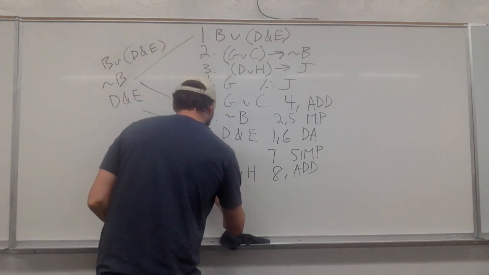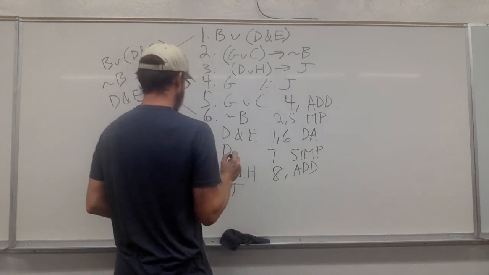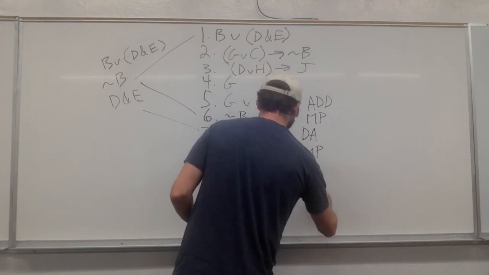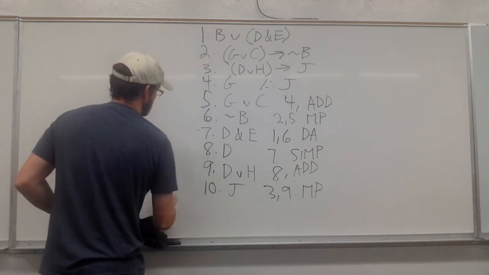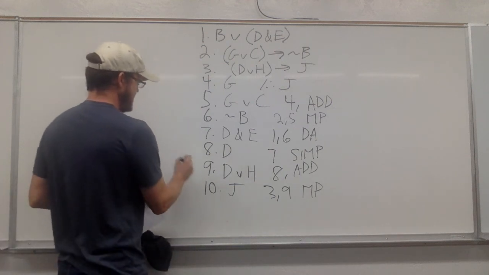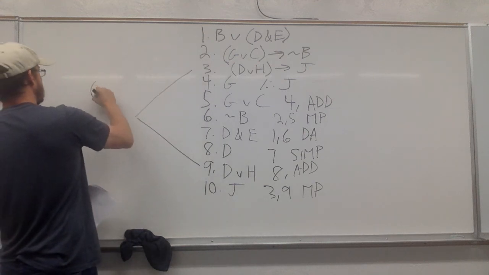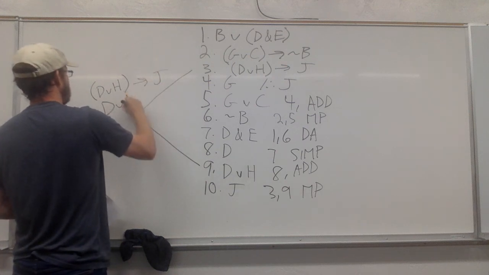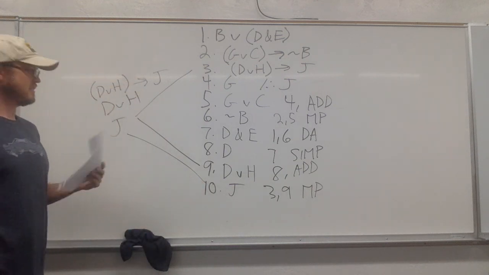So I go, okay, line 10, J, and I found my solution, and I used lines 3 and 9 to get there, and I used modus ponens. Now let me just briefly explain that last one. So just to put the icing on the cake here, let's pull this out from lines 3 and 9. D v H, arrow, J. D v H, therefore J. The conclusion of the argument goes on the next line, which is why it's 10.